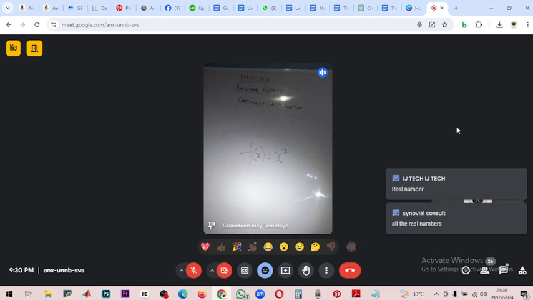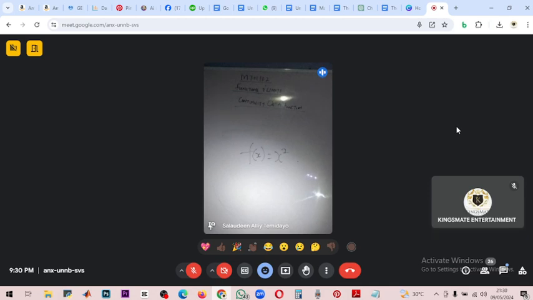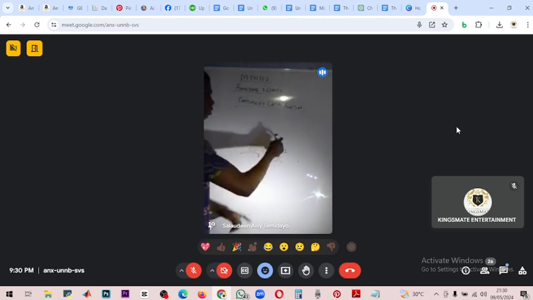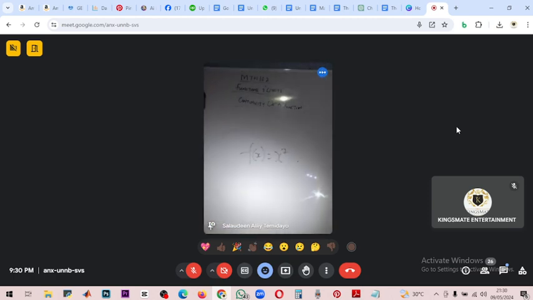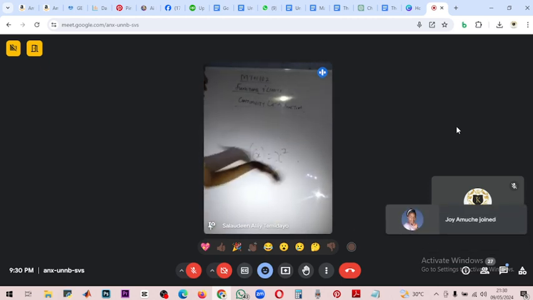Real number, all real numbers. IJTech, you tried, but Synovial Consult, you are perfect. All real numbers can fill here. Minus 1 will give you minus 1 squared, minus 2. So now, what is the range? The domain is gotten, right? All real numbers. All real numbers can be inside this thing, and you will get an answer.